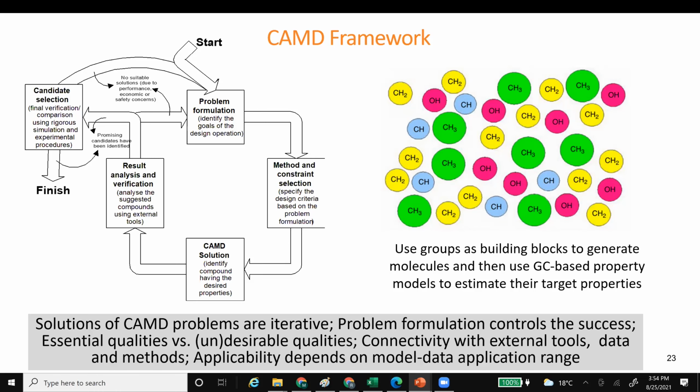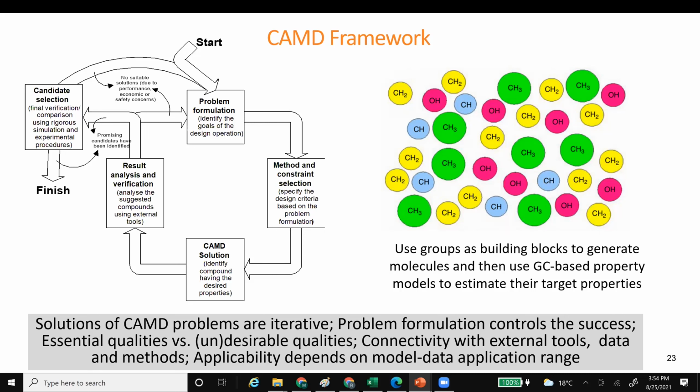So the solution of a CMD problem, as you can see from this figure, is iterative, because if we get a lot of candidates, then maybe our constraints were too loose and we can tighten them. If we do not get any candidates, then maybe our constraints were too tight and we can loosen them. And then we do the experiments. And if in experiments we find none of them satisfy our requirement or validate the predictions, we can go back, reformulate the problem and restart.